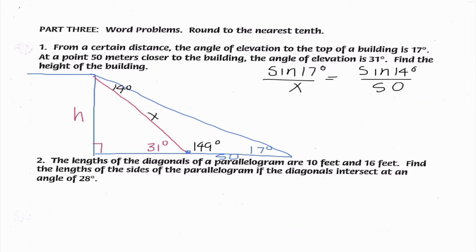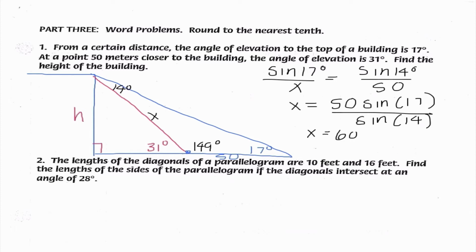So when I cross multiply and divide, I end up getting that x is equal to 60.4 feet. Or I'm sorry, it should actually be meters. Let me try and fix that. Here we go. So 60.4 meters.